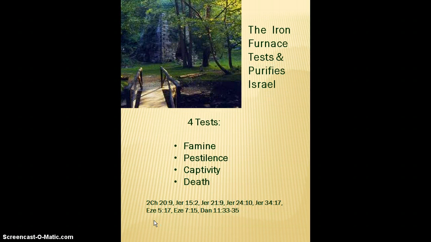So, to recap, the dragon is the iron furnace that tests and purifies Israel. But how does he accomplish that? Well, he has these 4 tests. The 4 tests that he performs are the test of famine, the test of pestilence, the test of captivity, and the test of death.